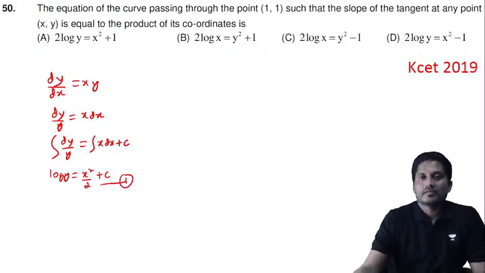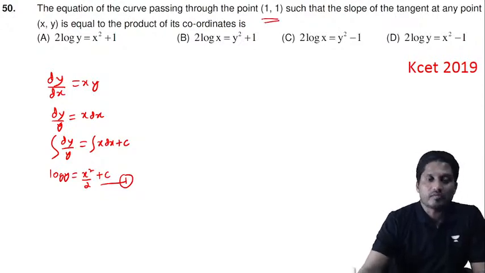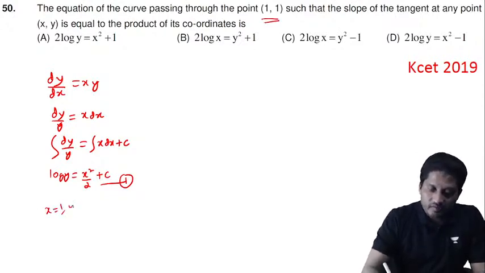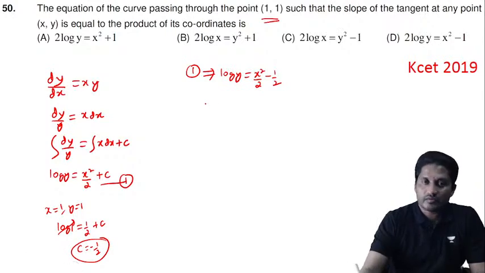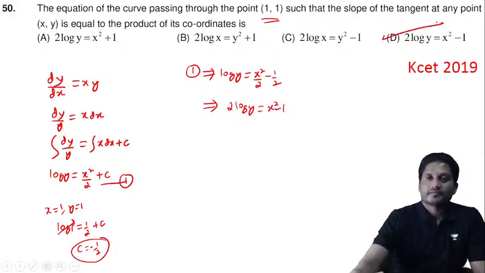Call this equation 1. According to the question, it is passing through 1, 1, right? I put x is equal to 1, y is equal to 1. Log 1 is equal to 1 by 2 plus c. Log 1 to any base is 0. C is equal to minus half. Now equation 1 becomes log y is equal to x square by 2 and c is equal to minus half. If you multiply throughout by 2, you will get 2 log y is equal to x square minus 1. Last option D. Let's move to the next question.